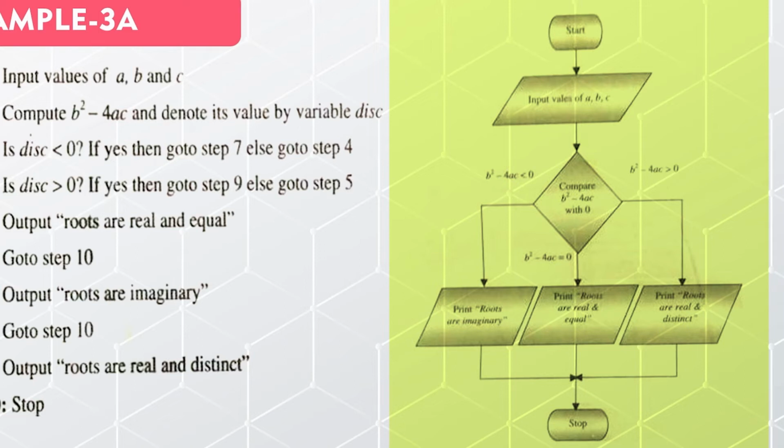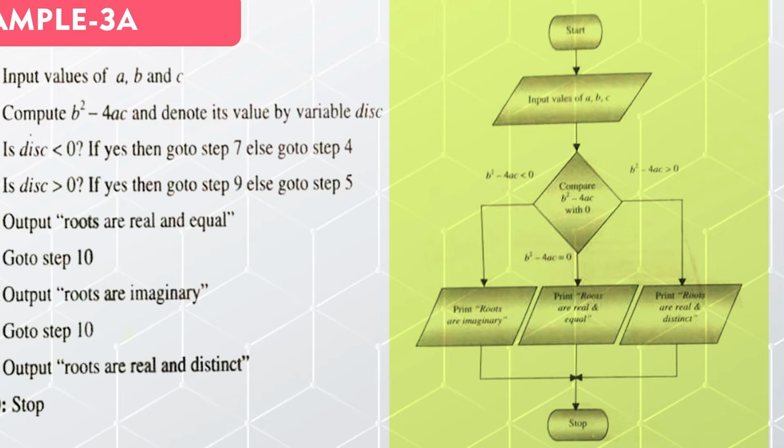That means you are taking input a, b, c, and you are calculating b² minus 4ac. If b² minus 4ac is equal to 0, that means the roots are real and equal, otherwise roots are imaginary, or roots are real and distinct. So, this is the decision box we are now using.